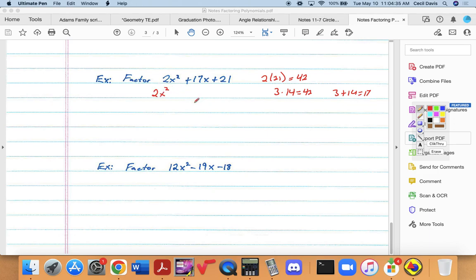Does it matter which side you put each one on? Like, if I said 2x squared plus 3x. That's what I was just saying. It doesn't matter which one you want to do first. You can do the 3x first or the 14x first, whichever floats your boat. So which one do you want to do? 14. Okay.